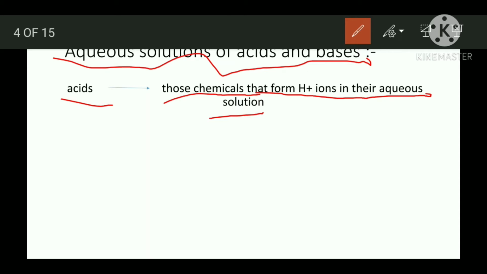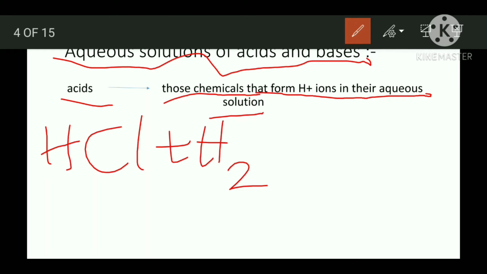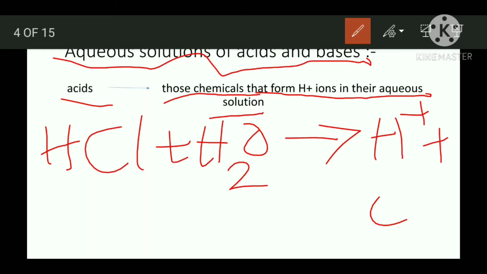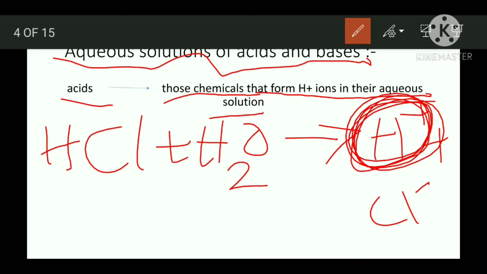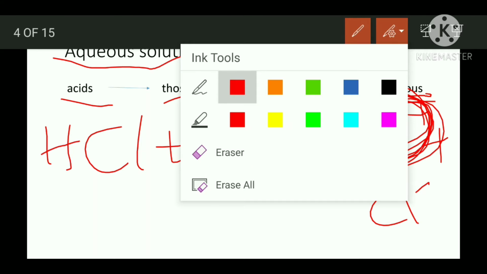Like if we take HCl, and if you dissolve it in water, then you get H plus and Cl minus ions. See, here we are getting H plus ion. That means this is an acid.